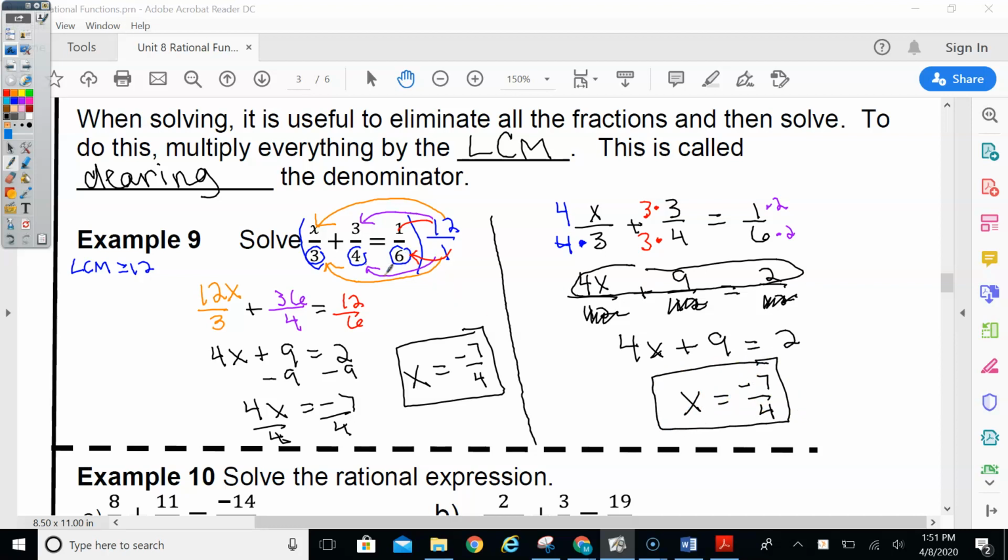Do you like clearing the denominator and multiplying it out? Or do you like multiplying each fraction to make the common denominator and then just look at the numerators? I'll probably go back and forth. You can choose which one you do. Okay, so if we look at example number 10, now we're getting in, this really wasn't irrational. These are just regular fractions.